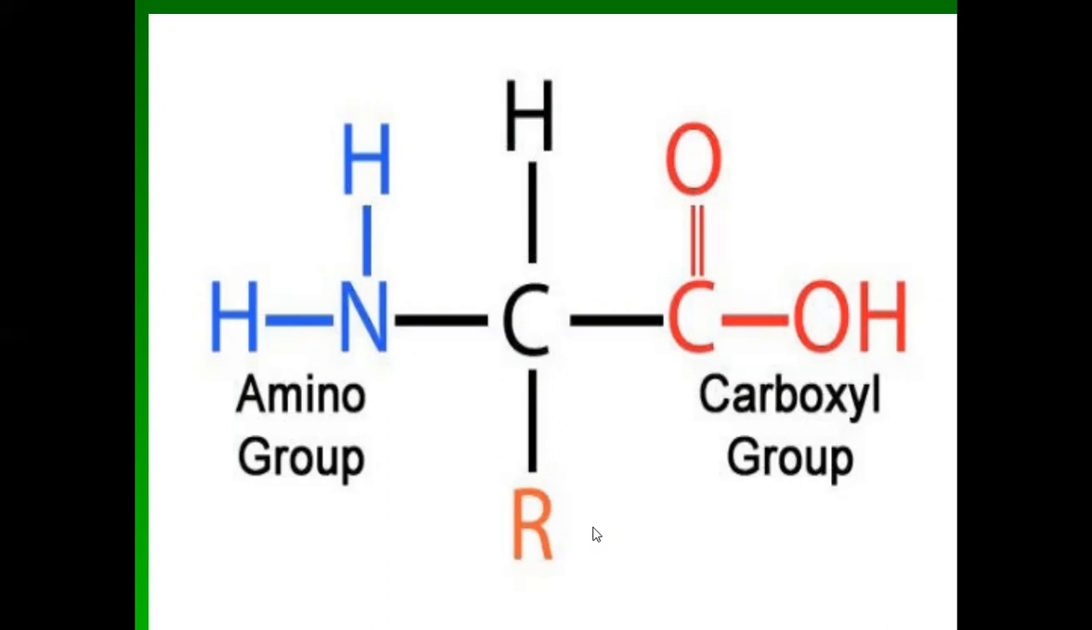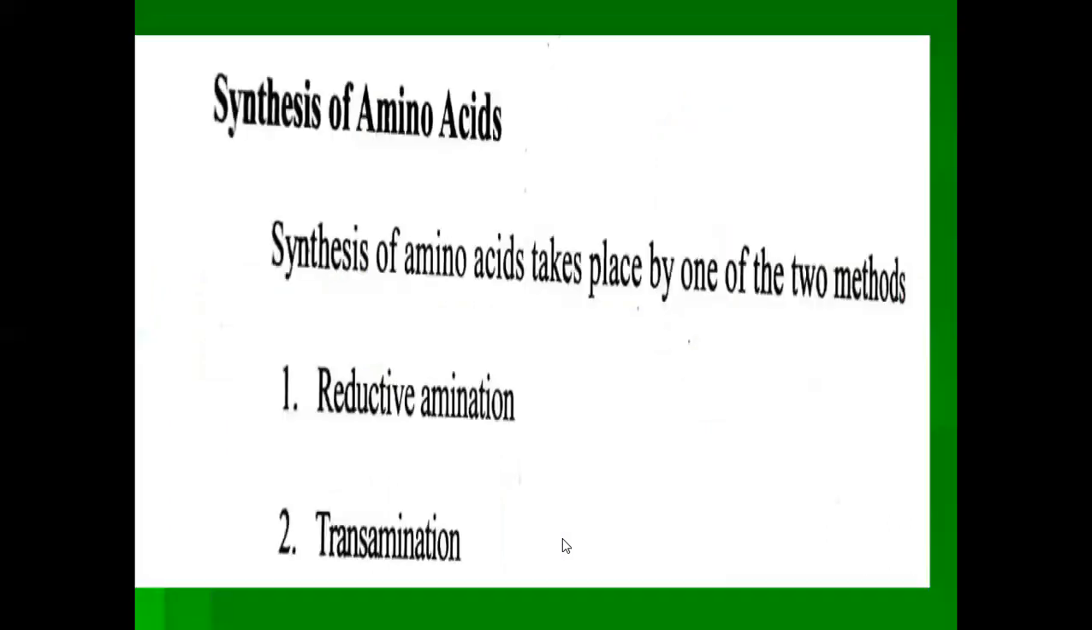Synthesis of amino acids takes place by one of two methods. They are reductive amination and transamination.